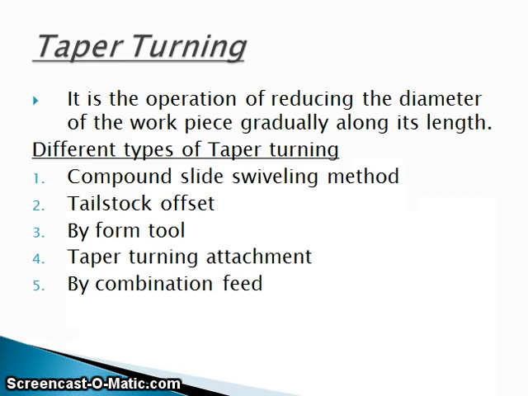Taper turning. It is the operation of reducing the diameter of the workpiece gradually along its length. It has a number of types: the first is the compound slide swiveling method, the second one is tailstock offset, the third one is a form tool, the fourth one is a taper turning attachment, and the fifth one is a combination of feed motions.